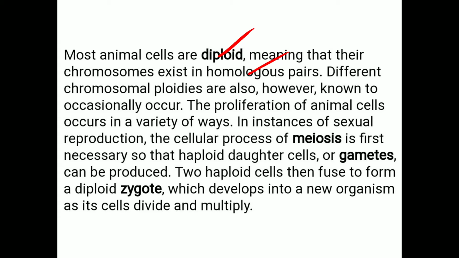In instances of sexual reproduction, the cellular process of meiosis is first necessary so that haploid daughter cells or gametes can be produced. Two haploid cells then fuse to form a diploid zygote, which develops into a new organism as its cells divide and multiply. See here, at the time of reproduction, how many chromosomes are present in human beings? 46 chromosomes. 44 plus XX in females, 44 plus XY in males.